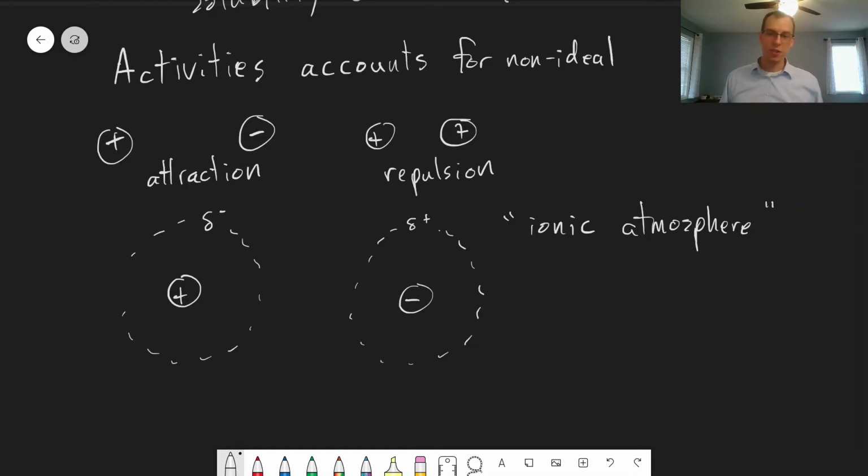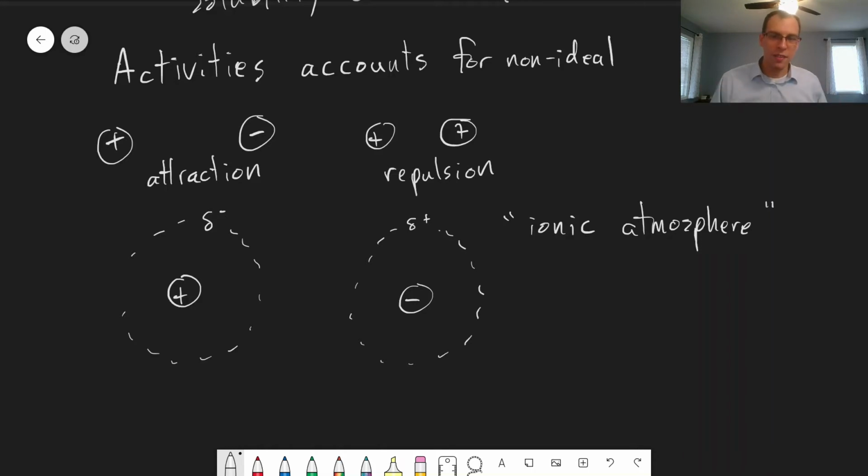Because on average, you will get positive things next to negative things because of that attractive force, and you're pushing away the things that are the same charge, so they will be less likely to be there as well. So these ionic atmospheres affect how ions interact with each other. And we take account of that using this idea of activity.